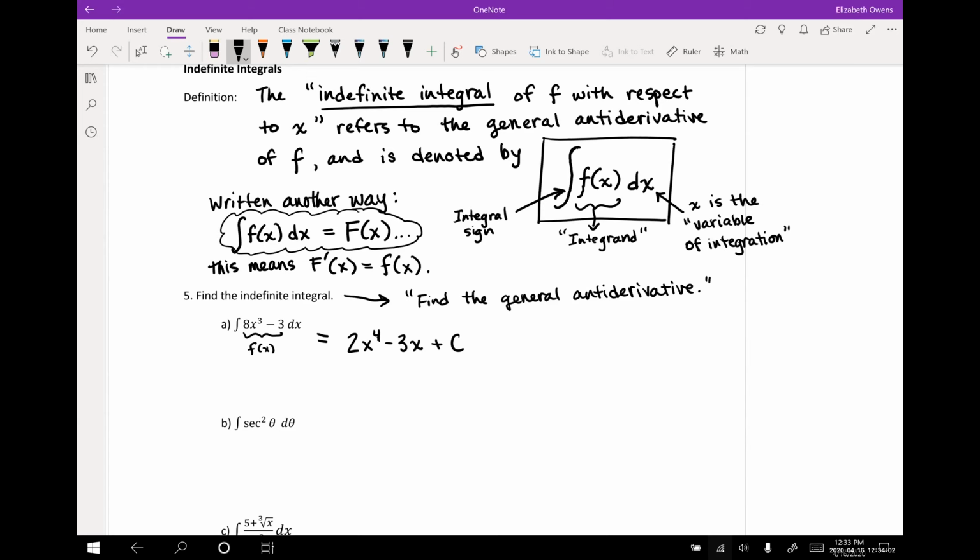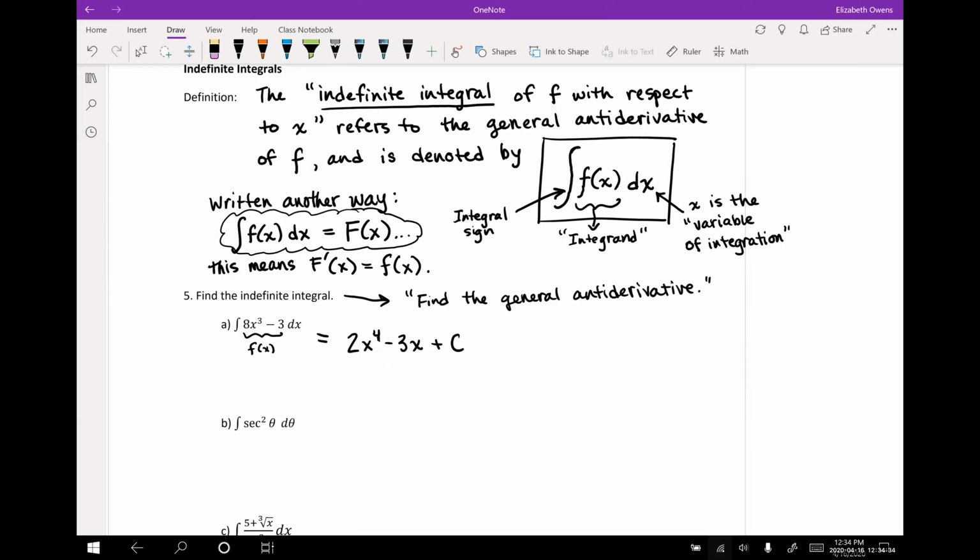So that is the general antiderivative of 8x cubed minus 3. We can check that by taking the derivative of it. So 4 times 2, that would be 8, x to the 3rd power, and then minus 3, and derivative of c would be 0, so that checks out. All right, so yeah, that is our indefinite integral. Yeah, good job on that.